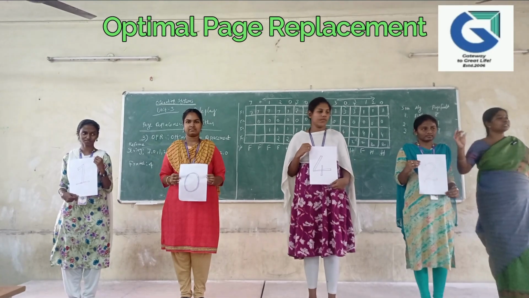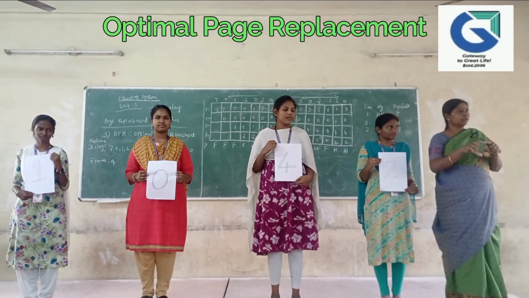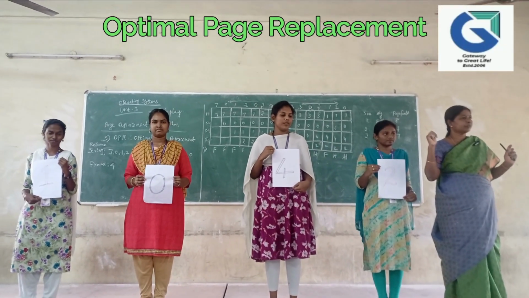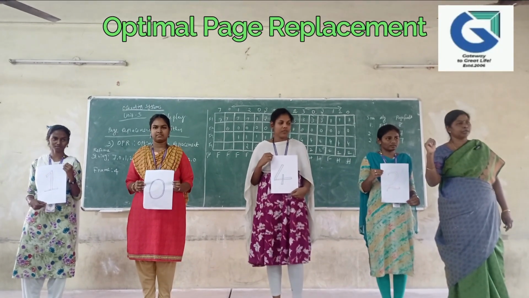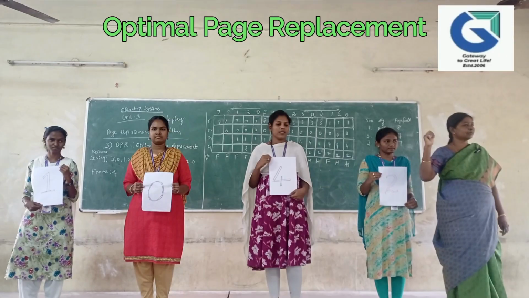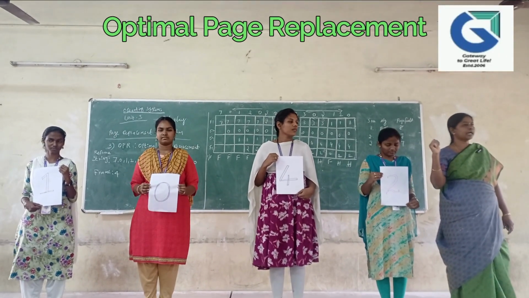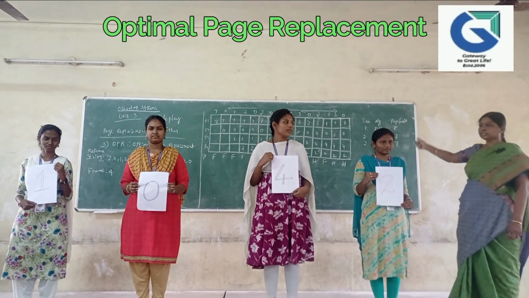So for this set of strings, if you want to refer to these pages, which algorithm is best here? We can go for either LRU or OPR. But FCFS has a larger number of page faults compared to OPR and LRU. So likewise, you have to justify it.